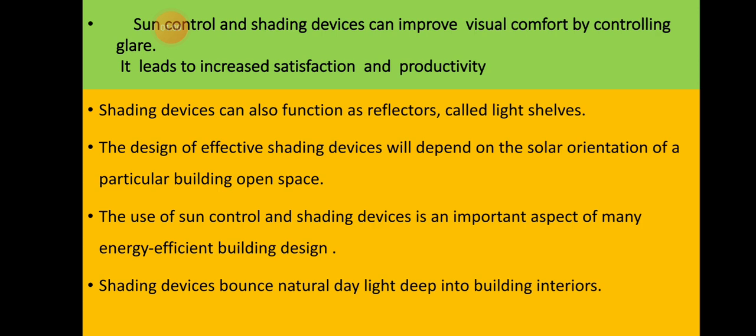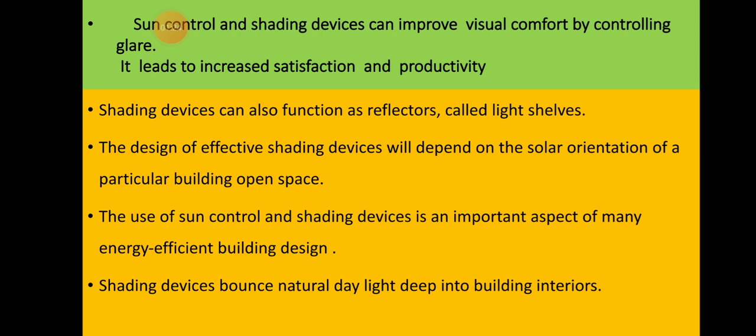So the sun control and shading devices can improve the visual comfort by controlling glare. It leads to increased satisfaction and productivity. The shading devices can also function as reflectors called the light shelves. Here the reflectors are named as the light shelves.